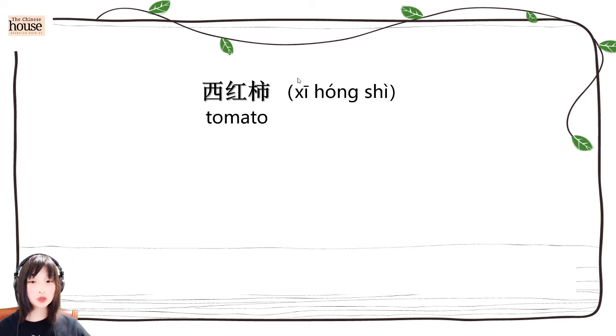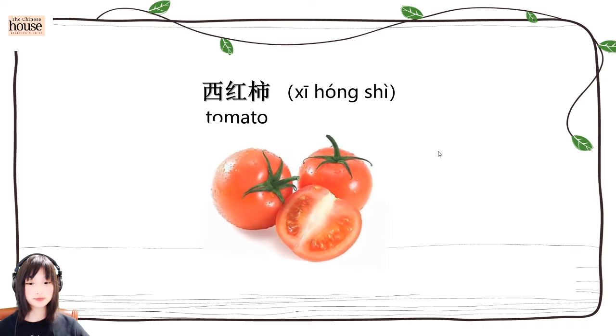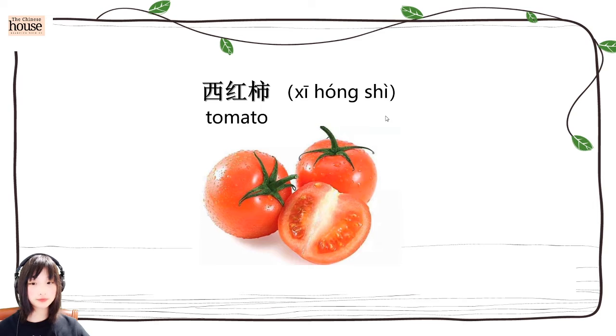And then tomato, 西红柿. In fact, this is very interesting. You can look at it literally. 西 which means western, 红 which means red, and 柿 which means that fruit, persimmon. So in ancient time, people just gave it a name like this: red persimmon from the west. Tomato. 西红柿.